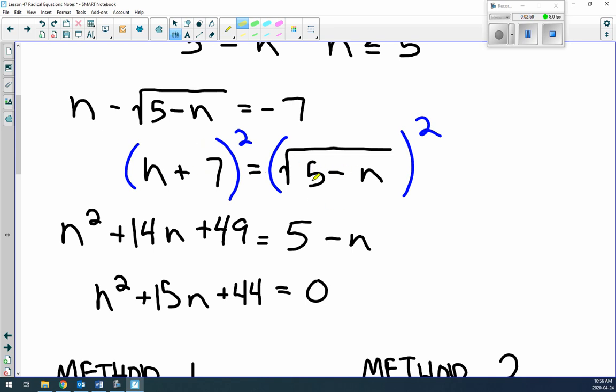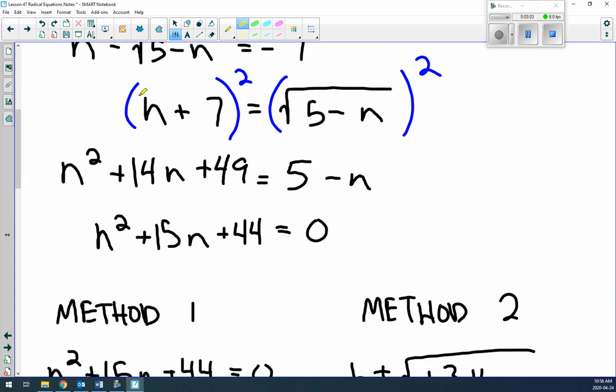Now, it's a square root, so what do we do? We square both sides. Now, be careful on this one. n plus 7 is two binomials, and if you need to, write it out as two binomials because you're going to have to FOIL it. The most common mistake is to take something like this and write n squared plus 49. Well, no, that's not the answer. There is a center term in this case. So it's n squared plus 14n plus 49 equals 5 minus n.